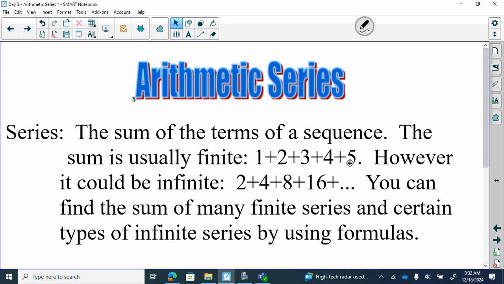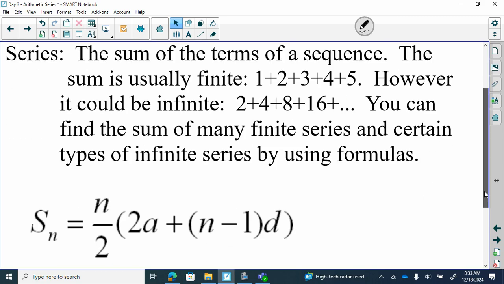It says it could be finite. Finite has a period at the end. It stops. That means there are only 5 terms. It could be infinite. Infinite means it continues on. All right? You can find the sum of many finite series and certain types of infinite series by using formulas. You might think, well, how can I add up an infinite number of terms and get a sum? Wouldn't it just get bigger and bigger? But we'll talk about that tomorrow.